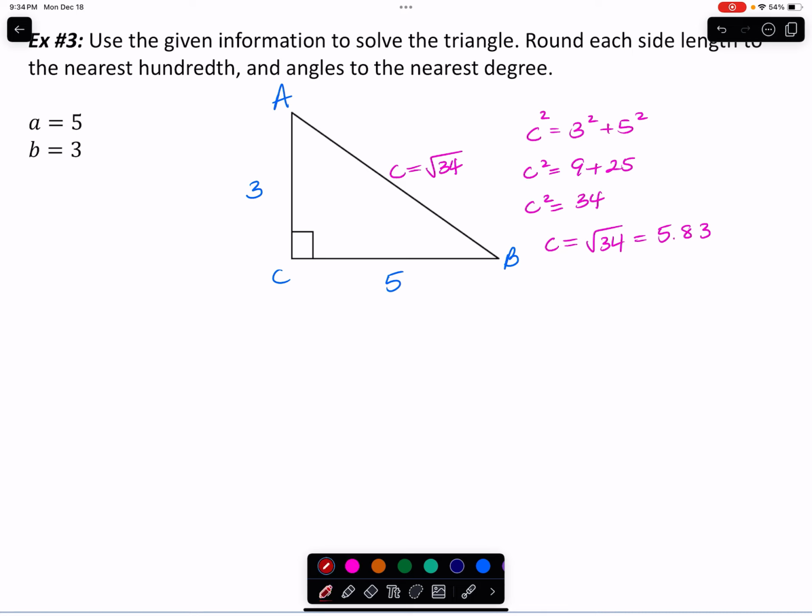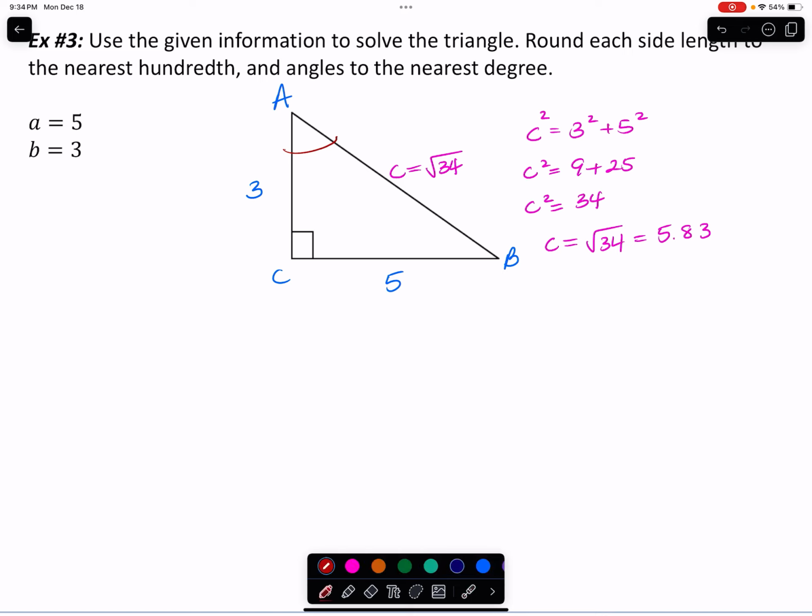Let's go ahead and find the measure of angle A. So we're going to do that next. If I'm using the measure of angle A, I can choose to use something like tangent, which would utilize the opposite side and the adjacent side. Or I could use something like sine, which would use the opposite over hypotenuse. Or I could use cosine, which would be the adjacent over hypotenuse. Doesn't really matter.